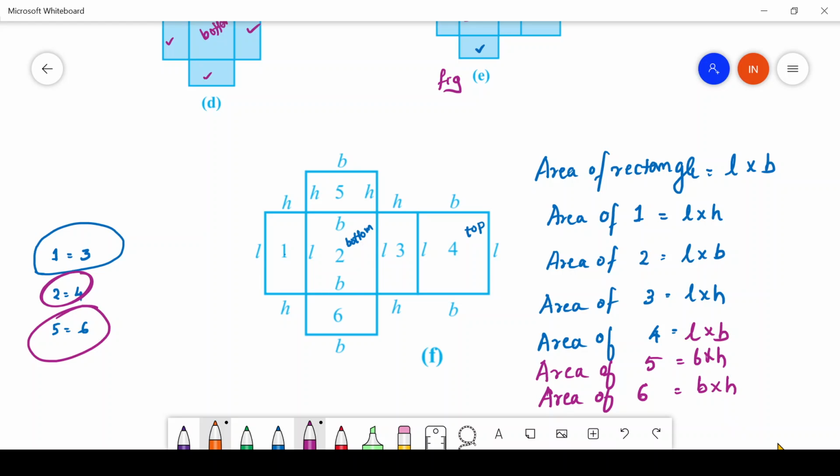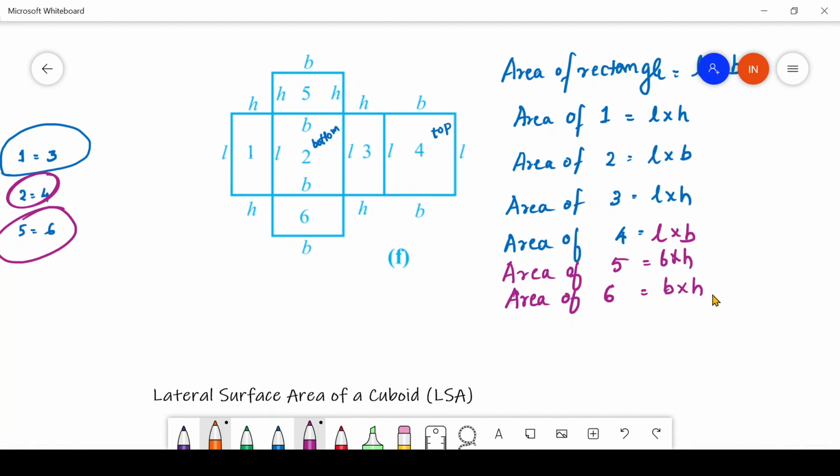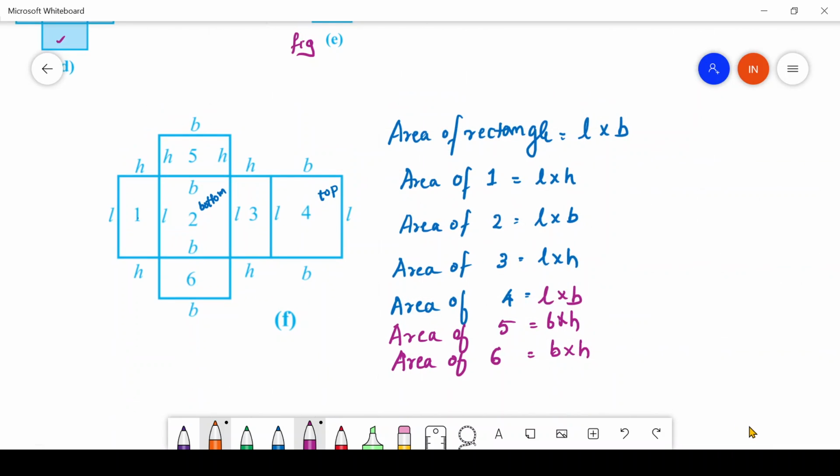Okay, so when we are going to find out the total surface area, what we have to do is add all these together, right? So now we are going to add all the areas together. Area of 1 plus area of 2 plus area of 3 plus 4 plus 5 plus 6 will give you the total surface area. That will give you the surface area of a cuboid. So let us see how you can find it out.